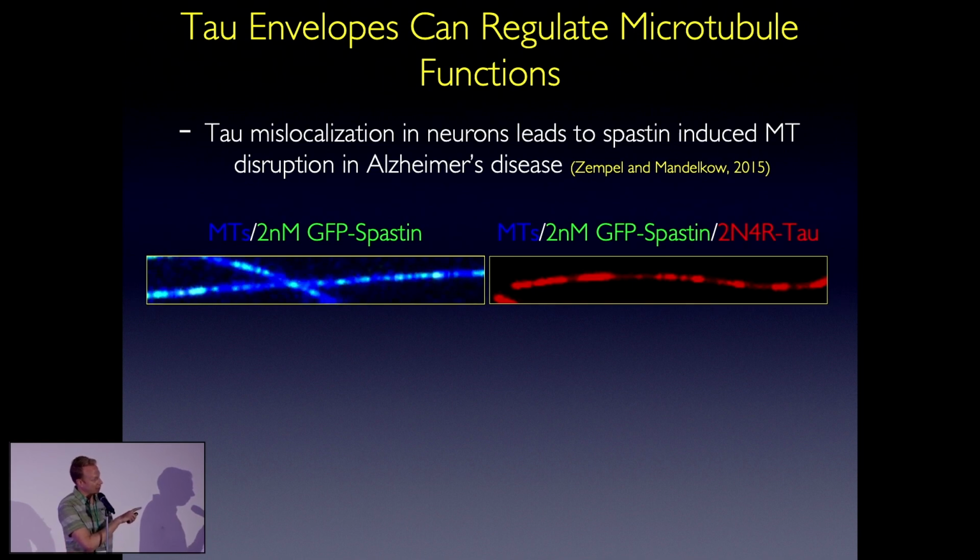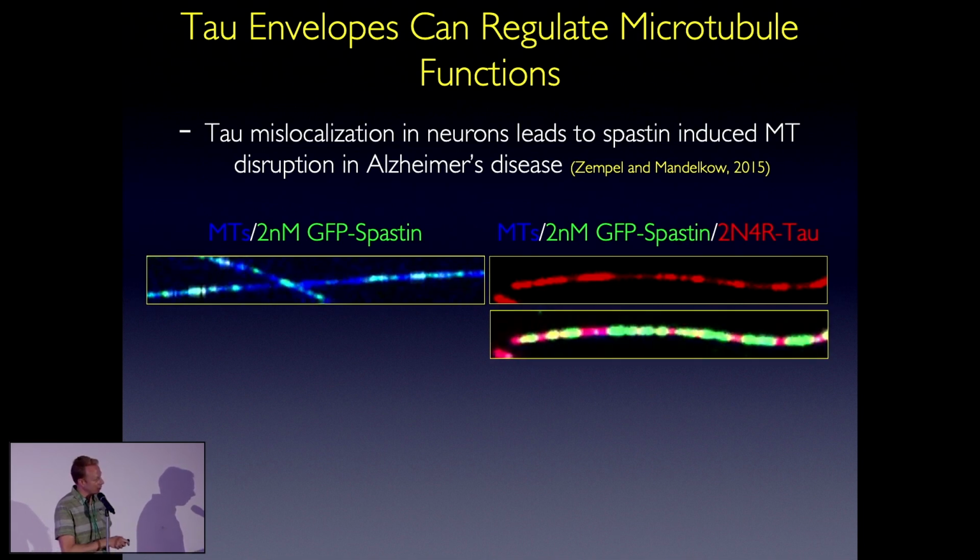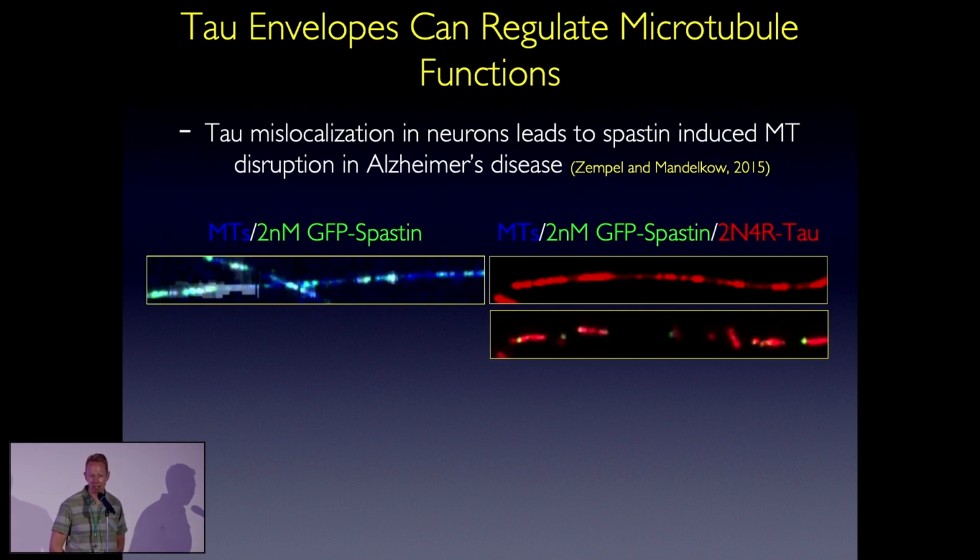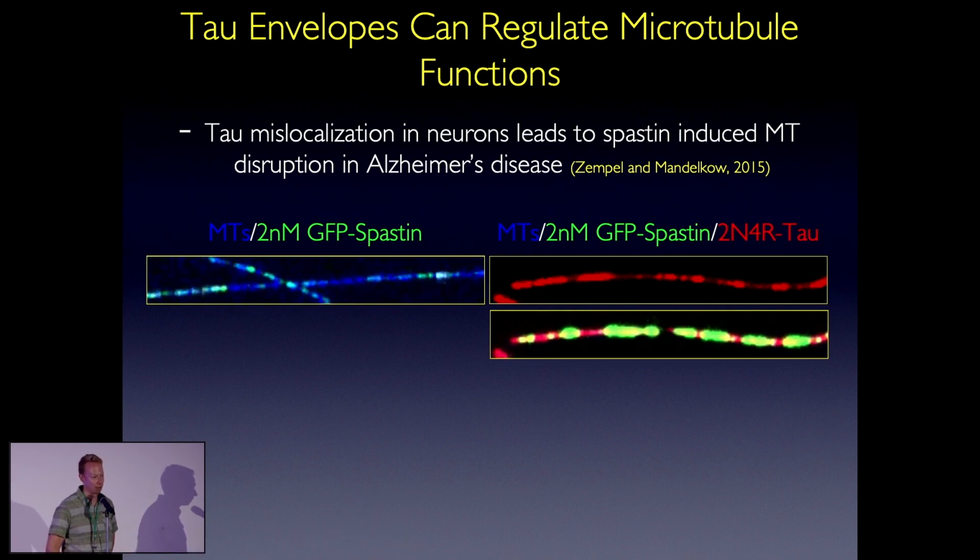If I add tau now, shown here in red, and I hope you can see those tau envelopes are the dense red regions along a microtubule, you can see that the spastin molecules are now excluded from the tau envelopes, and you see the green accumulates outside of the red tau. And by excluding and accumulating the spastin in those regions, it actually leads the spastin to cut and sever the microtubule lattice around the tau envelopes.